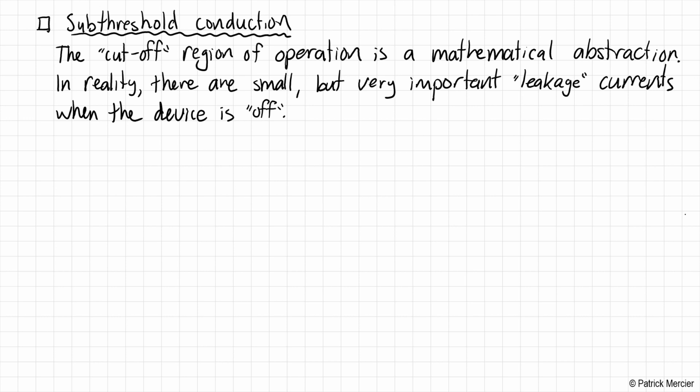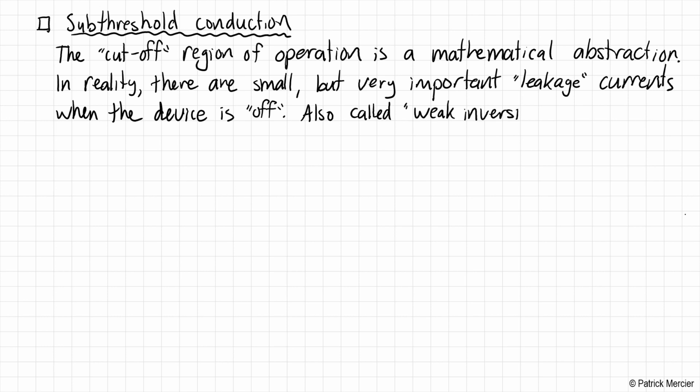We should have ideally no current flowing through the device. But in actuality, it's not a perfect switch. It's not like when we put VGS as 0 that there's 0 current flowing through the device. There is some amount of current, and that current flows by a number of different mechanisms. The predominant one is called subthreshold conduction. It is also called weak inversion.